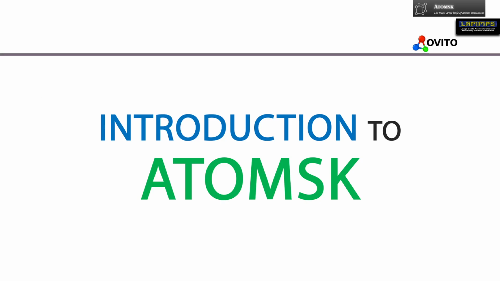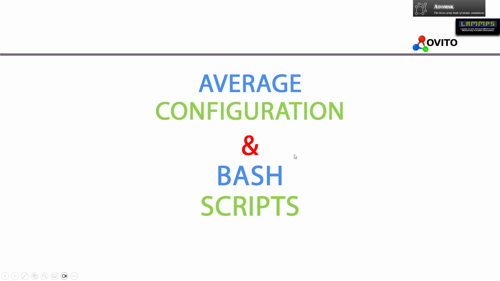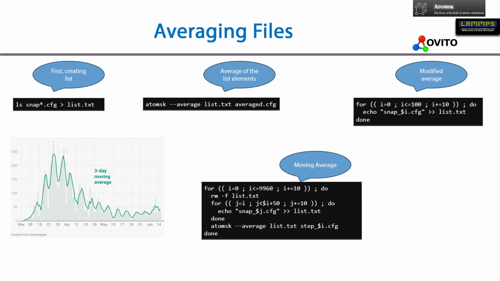Hello, in this video I will mainly be discussing two topics. The first one is how you can average a list of files, and the second topic is how you can run bash scripts, and I will also briefly go through how you can use batch scripts. So let's start. Firstly, averaging configurations and bash scripts, the two topics.